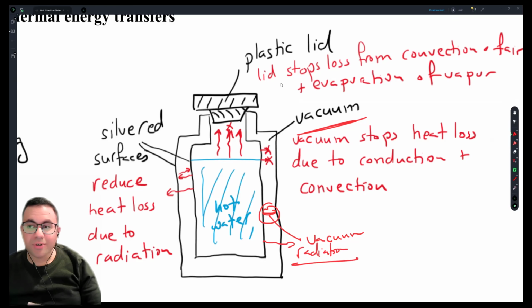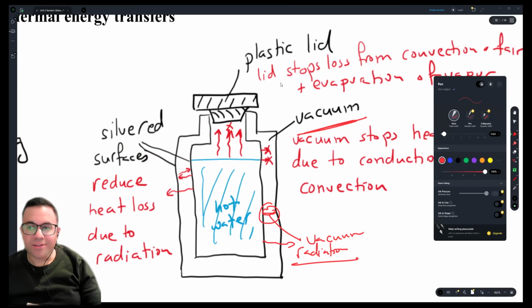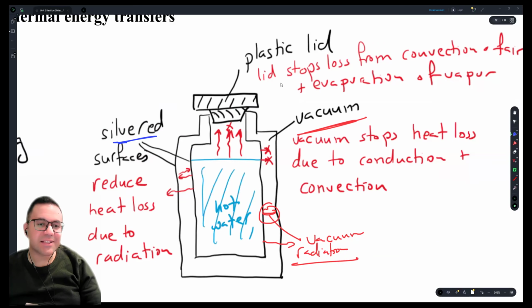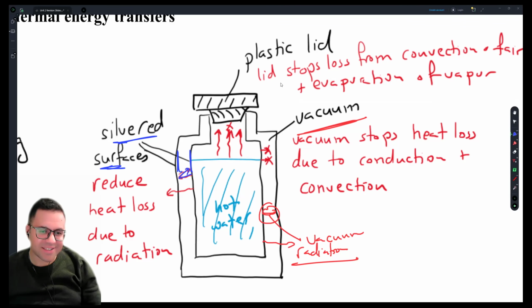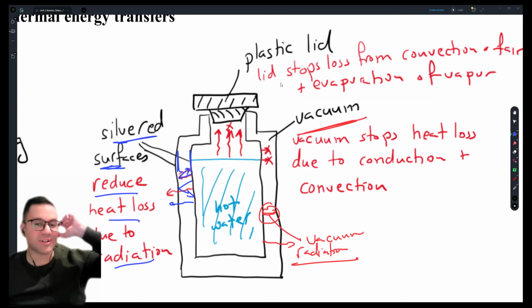So step 2, we paint the surfaces silver, because silver is a bad emitter and absorber of radiation, which traps that heat inside. So even if the heat tries to leave by radiation, it traps most of it inside. So we reduce heat loss by radiation. So the silver reduces radiation. The vacuum stops conduction and convection from the sides.